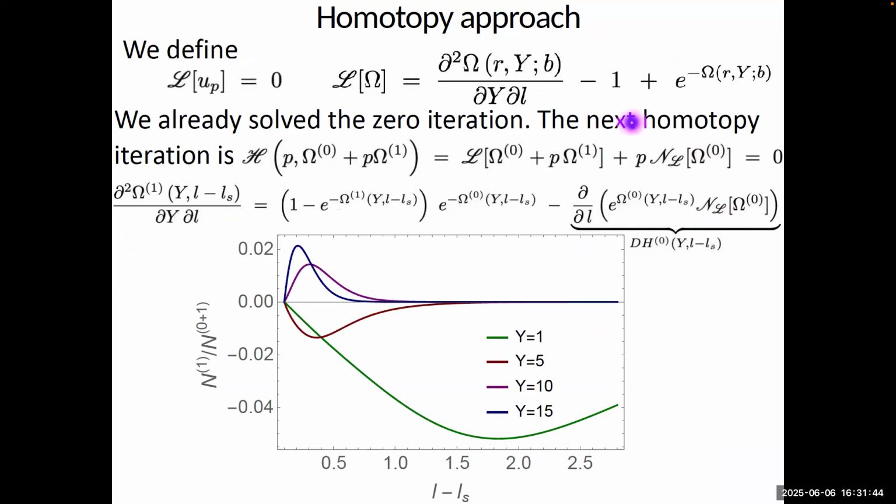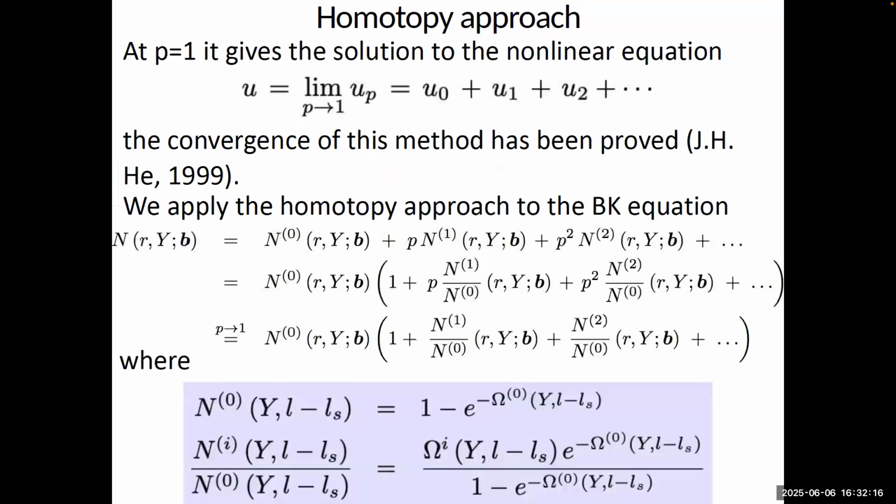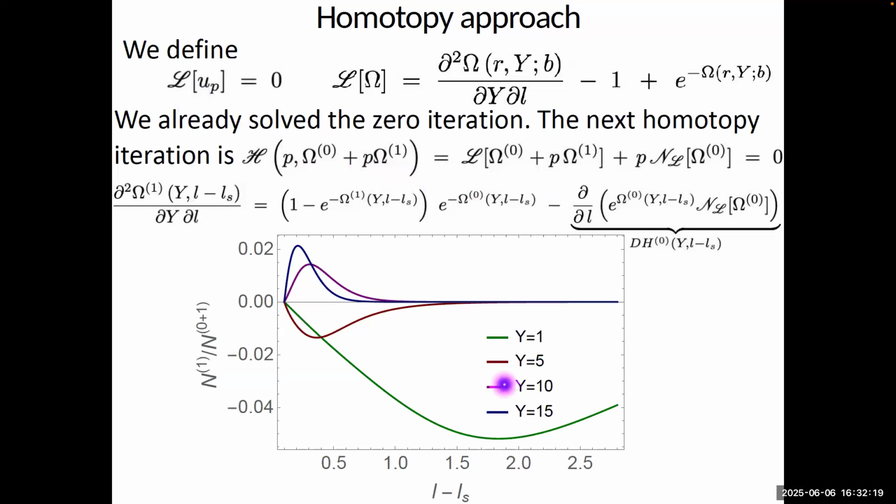So we first define this L as follows. This is the equation I solved previously, so I already did this. And now I do the second iteration. Now I consider the contribution of this nonlinear term. So the equation for my omega 1 took this form. Unfortunately, we solved this numerically in this case. After computing omega 1, I can use the formula I showed before and compute the corrections. We see the corrections are very small, 0.02.